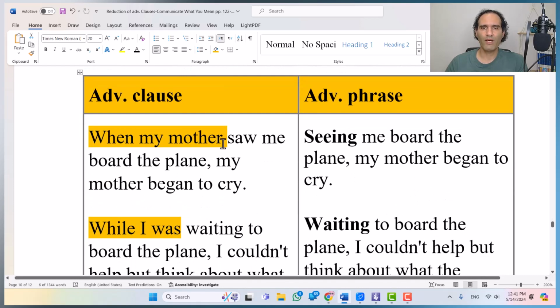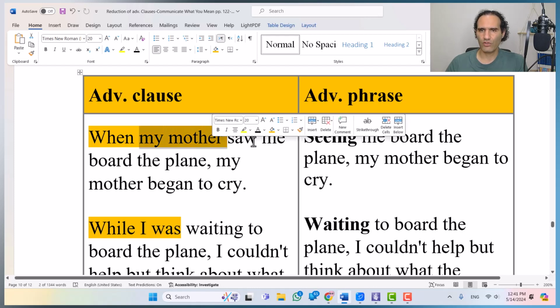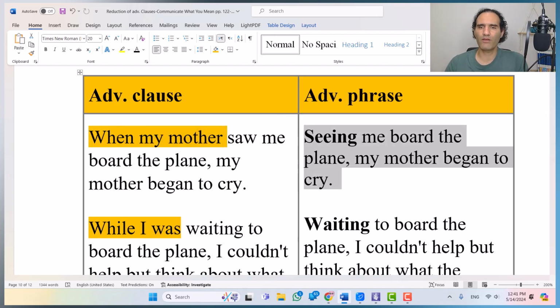When my mother saw me board the plane, my mother. The subjects are the same, so we can reduce it. It has a when. Omit my mother, the subject. Add ing to the verb, and here we can also omit the when. Seeing me board the plane, my mother began to cry. Very beautiful sentence, very beautiful reduction.